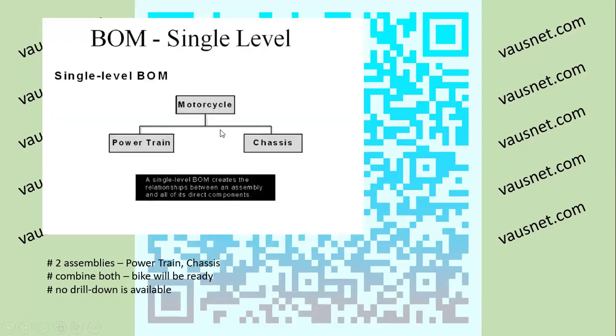Okay. Now there are types of bills of material, like single level. Now this is a motorcycle and it's pretty simple that it needs a powertrain and a chassis. And this is a single level, no more details, no material details, and that's it. This is relevant for small industries. A single level BOM creates the relationship between an assembly and all of its components.